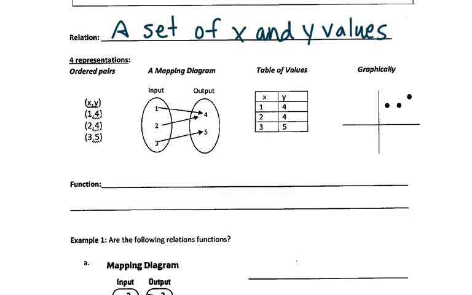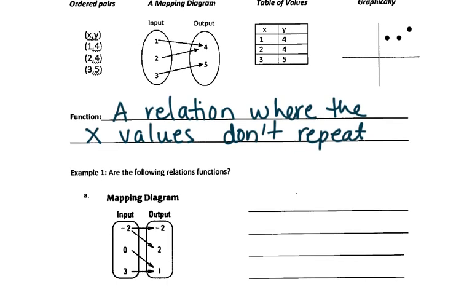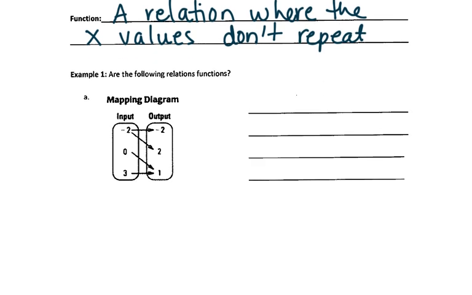Now what specifically is a function? It's a type of relation. A function is specifically when your x values don't repeat. So our first task today is to figure out, is the given relation a function or not? So let's look at example 1.